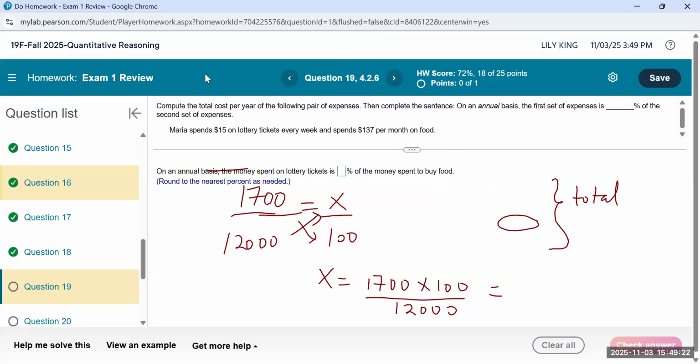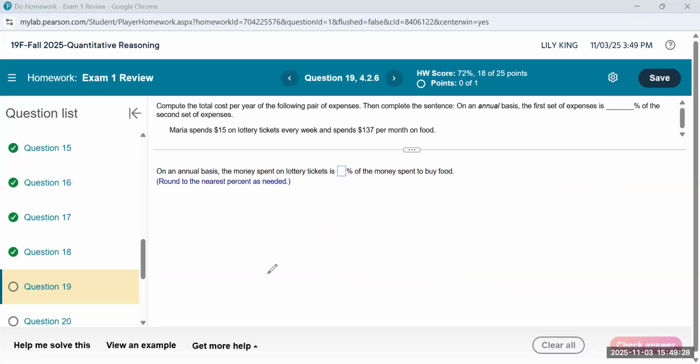All right, next question is question 19. And here we have a percentage problem as well. But I wanted to point out one thing, okay? Because this is one of the common mistakes students make on this problem. They fail to find the annual expenses, all right?